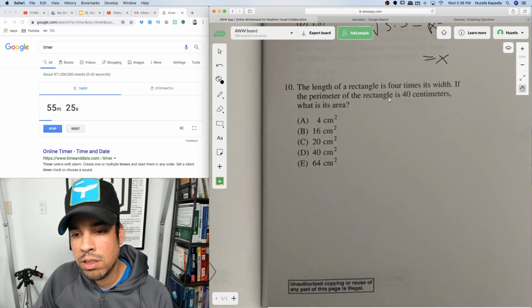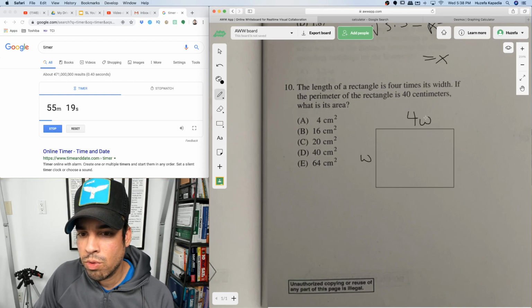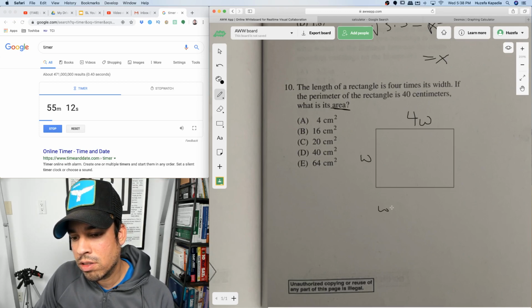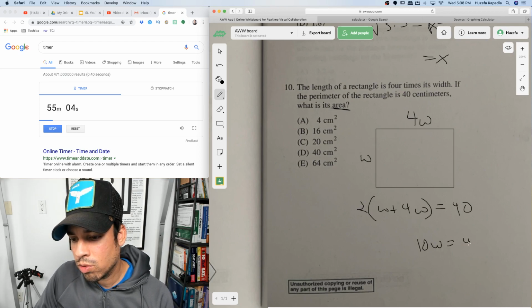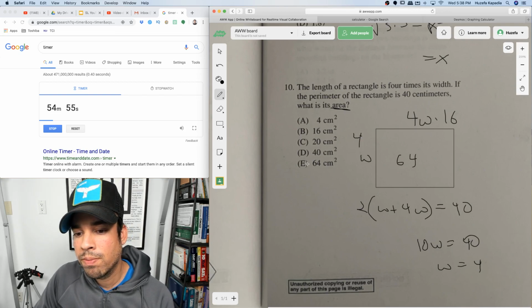Next, the length of a rectangle is 4 times its width, so the length is 4 width. If the perimeter is 40, then what is the area? So the perimeter is W plus 4W times 2 equals 40. That's 5W times 2 is 10W equals 40. Divide by 10, divide by 10. So the width is 4. The length is 16. What is the area? 4 times 16, 64. Done.